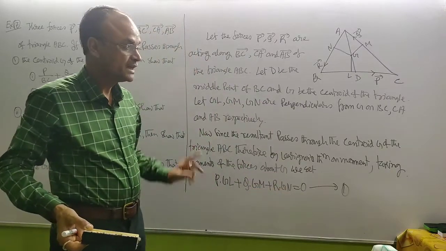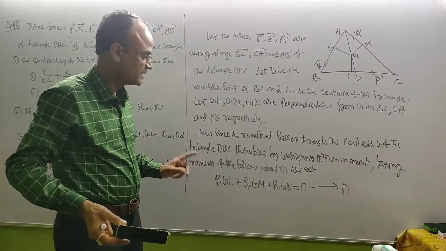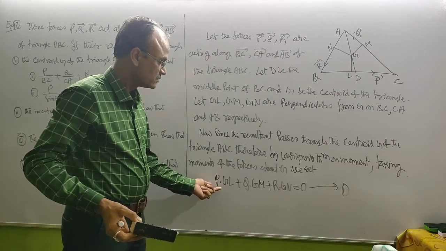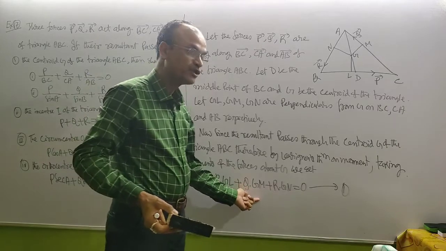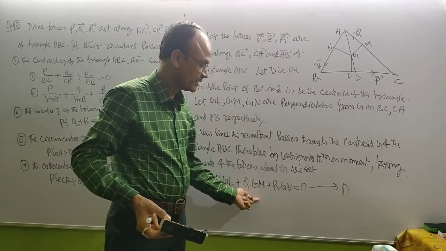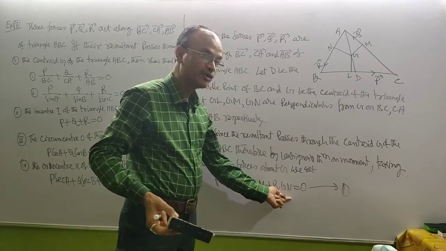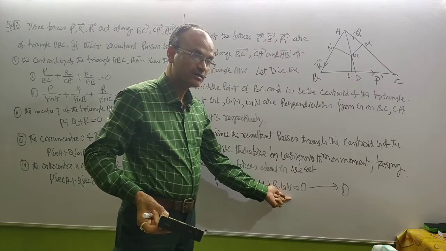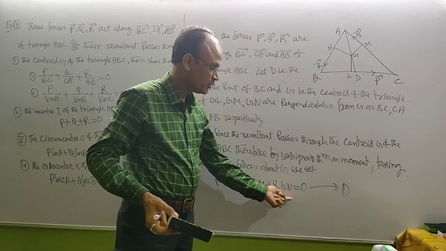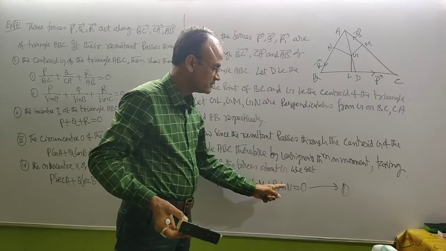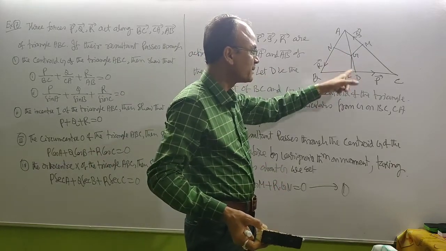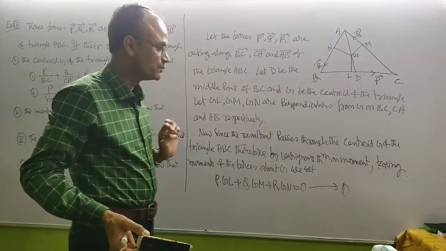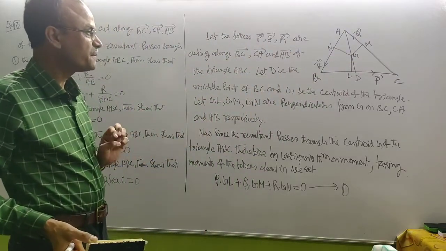By Varignon's theorem on moments, this is the moment of the force P about the point G. This is the moment of the force Q about the point G. This is the moment of the force R about the point G. Each is the magnitude of the force and the perpendicular distance. That's very simple.